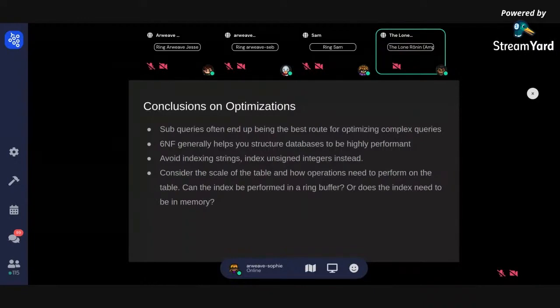And then consider the scale of the table and how operations need to perform on the table. Like the example with the binary tree and the ring buffers, you don't need to store the entire index in memory to do that, and oftentimes that'll outperform the hash table. So those are the types of things you need to consider too.